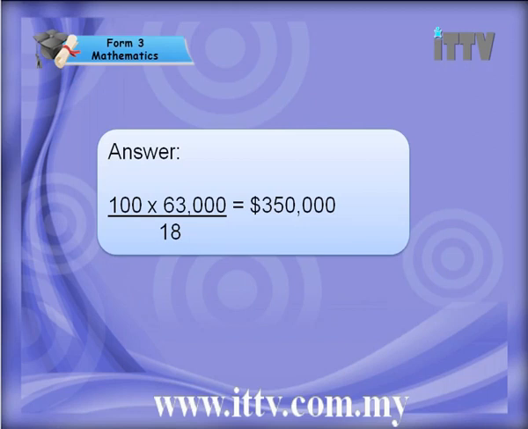Since we know earlier, 18% represents 63,000, therefore, 100% equals 100 times 63,000 divided by 18. We should get 350,000. So this is how we should attempt this question.